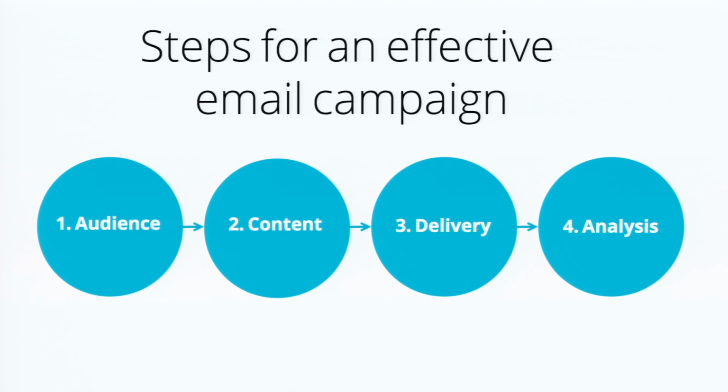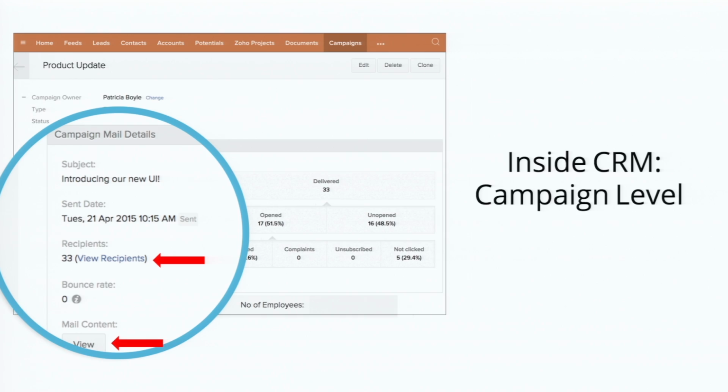But step 4, the analysis. I'm going to show you where inside CRM you can view your email campaign results. So this is what that end goal looks like. For those of you using Zoho CRM, you're aware of the module called Campaigns, which I have highlighted there. And that Campaigns module keeps track of all of your various marketing activities, including email campaigns that you send through Zoho Campaigns if you have that integrated.